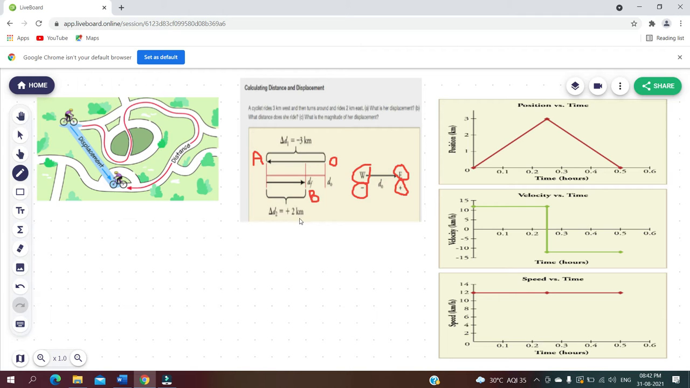Now what will be the displacement? The net displacement, or resultant displacement, is denoted by delta D, and it is equal to the difference between the final position and the initial position. Suppose D_f is the final position, the point B, and D_0 is the initial position. Now O is the initial position. We will assume that its value is 0. The reference point is taken at the 0 level.